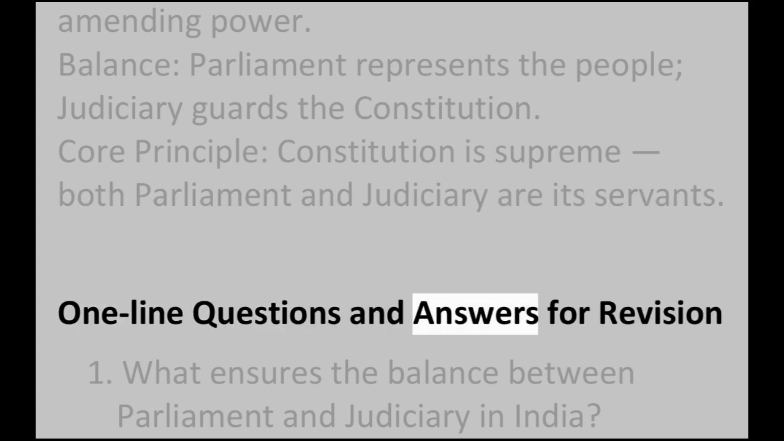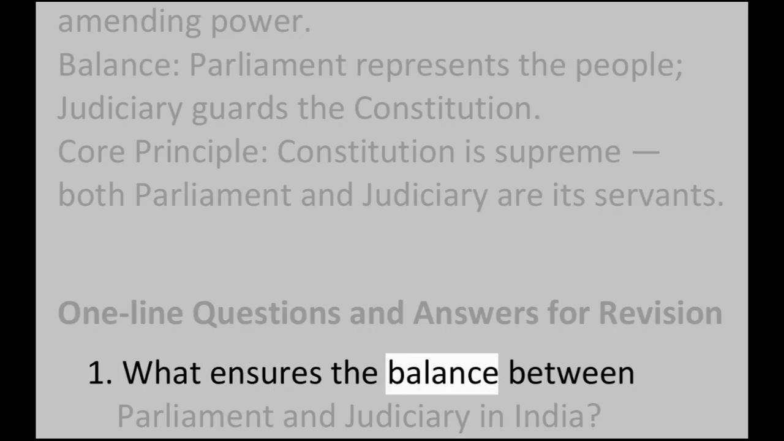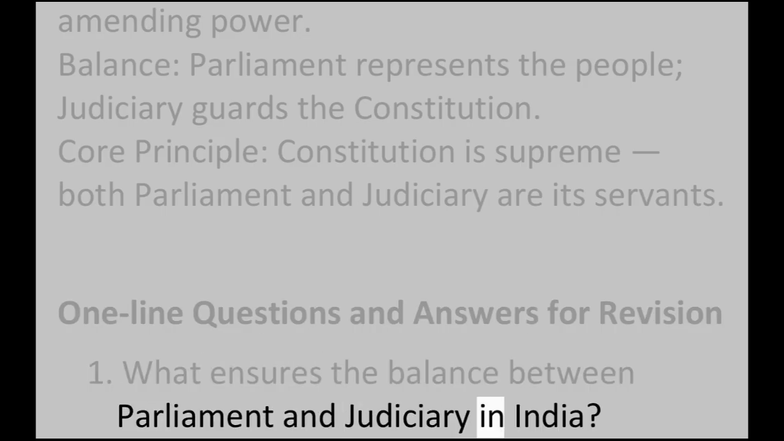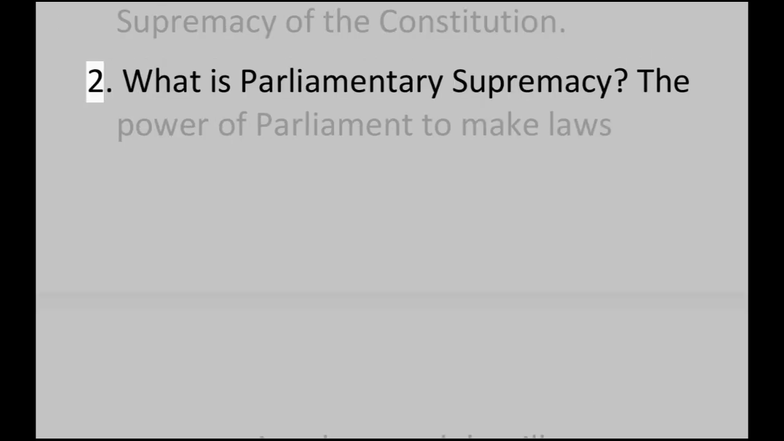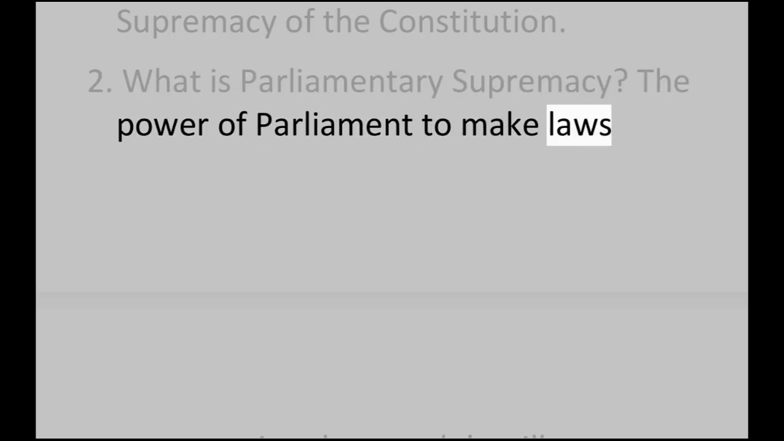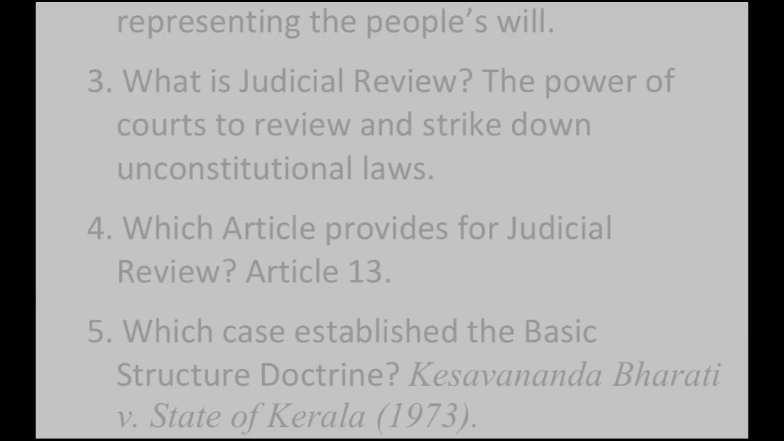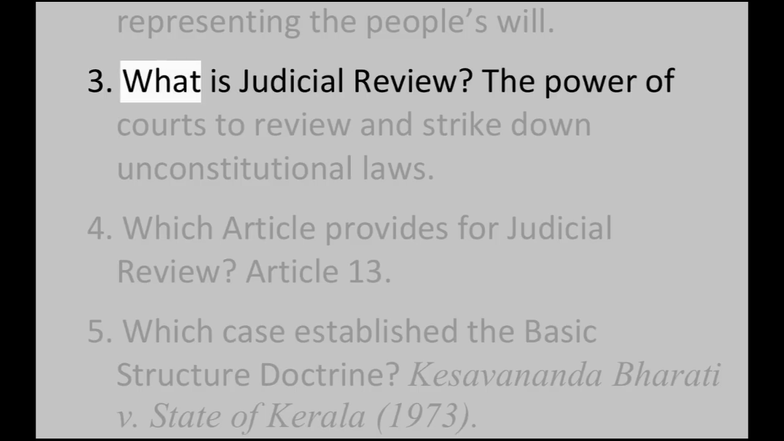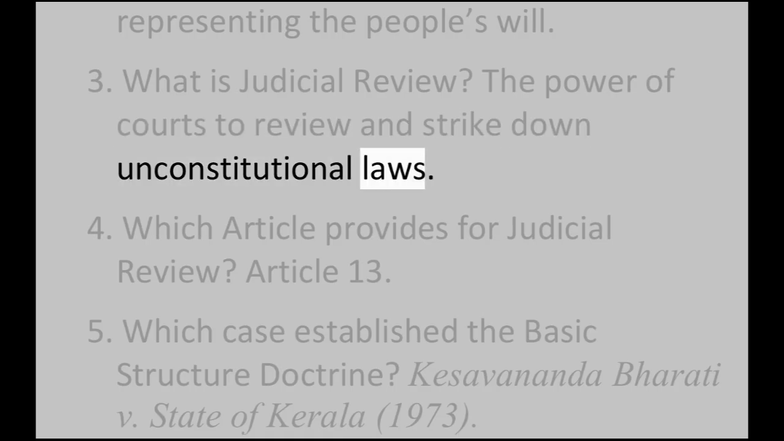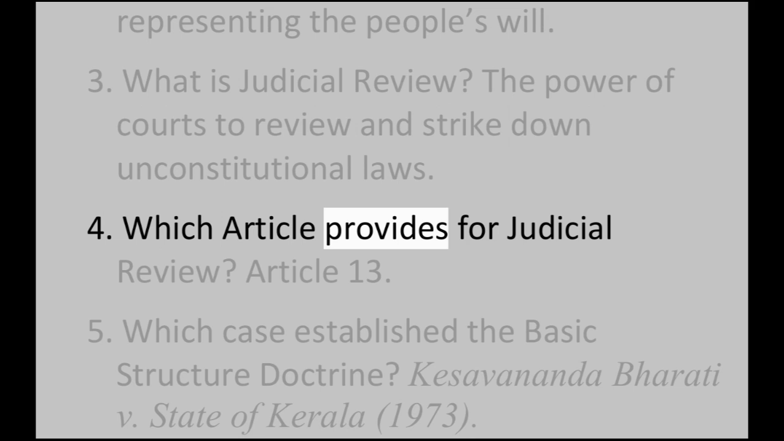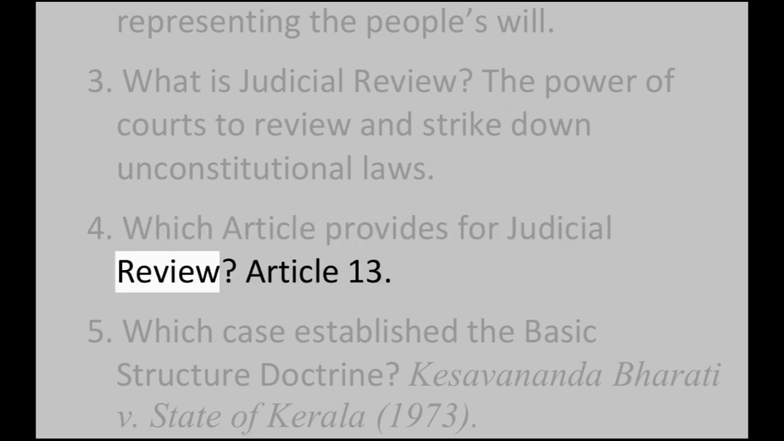One-line questions and answers for revision. 1. What ensures the balance between Parliament and judiciary in India? Supremacy of the Constitution. 2. What is parliamentary supremacy? The power of Parliament to make laws, representing the people's will. 3. What is judicial review? The power of courts to review and strike down unconstitutional laws. 4. Which article provides for judicial review? Article 13.